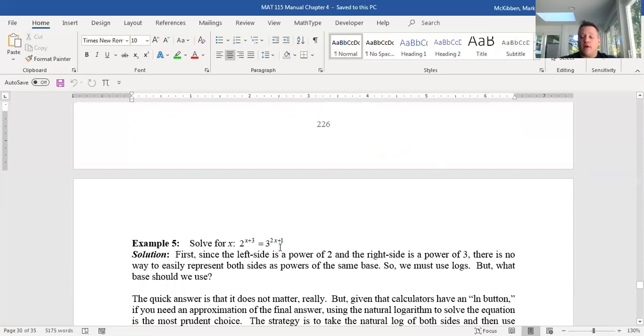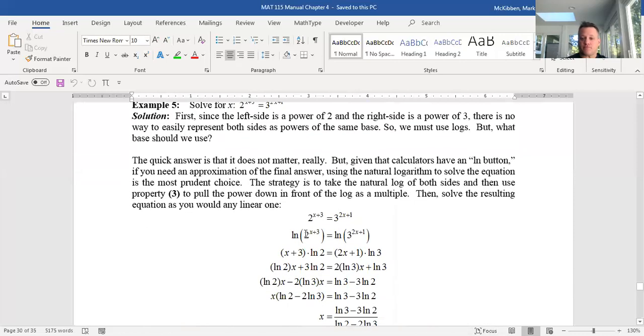The only two buttons you have on your calculator that don't require extra work are the ln button and the log button, the log which is base 10. So what I'm going to do here is apply the ln to both sides. If I do that, remember you have that log of a power rule. If I have the log of a power, I can bring down the power in front. And so I'm pulling down the x plus 3 power in front and the 2x plus 1 power down in front of this guy.